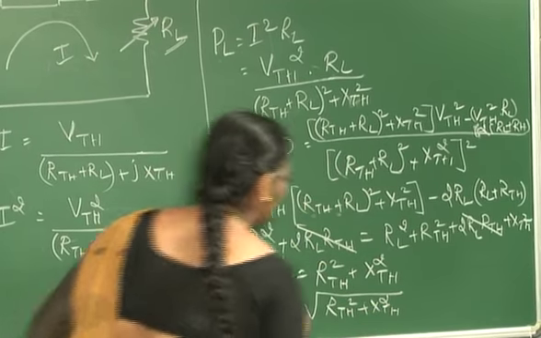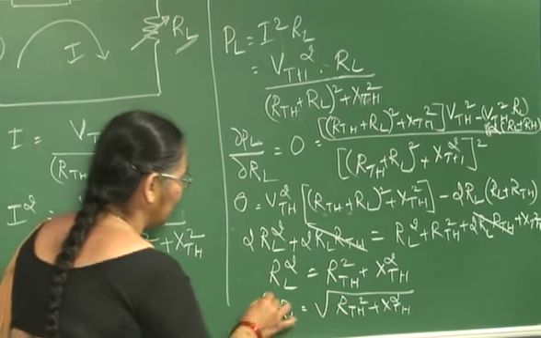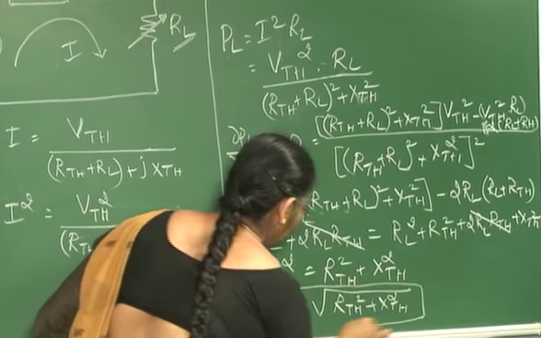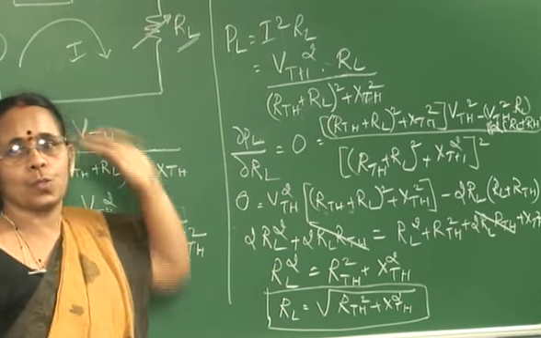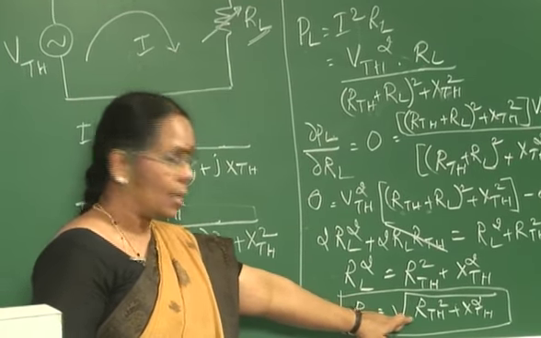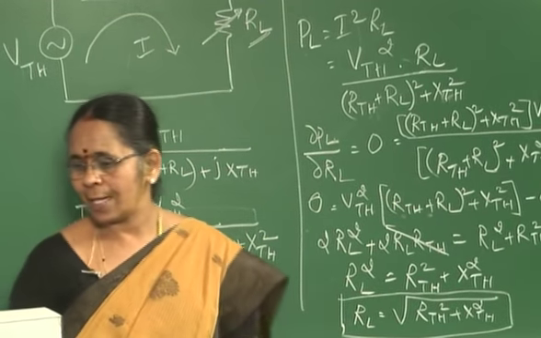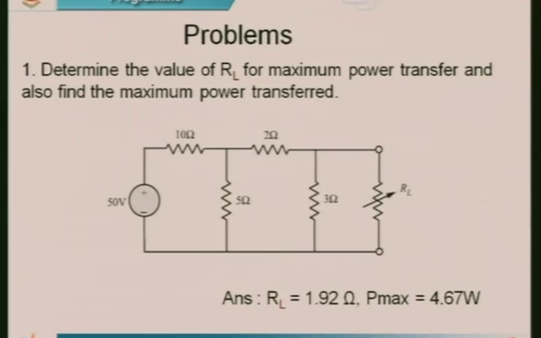The meaning of this, the square root of R Thevenin square plus X Thevenin square is equal to RL, is that it is the absolute magnitude of the source impedance. So when the load resistance is equal to the absolute magnitude of the source impedance, maximum power will be transferred to the load circuit when the load is a resistance itself. So this is the third case. After this, let us try solving problems by applying the maximum power transfer theorem.